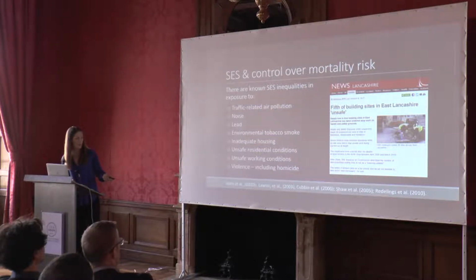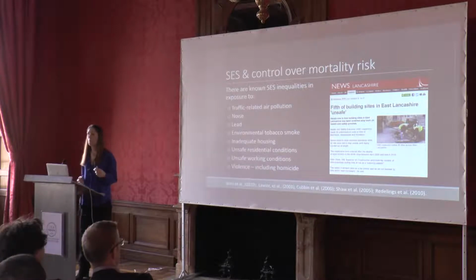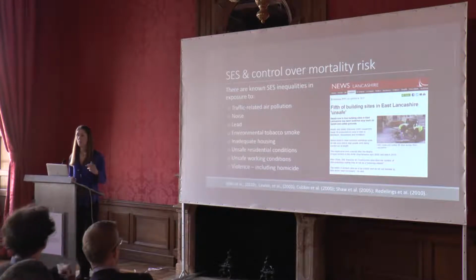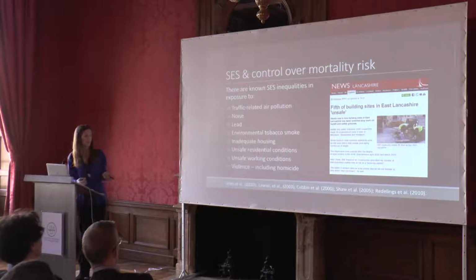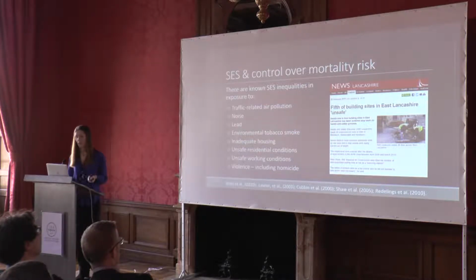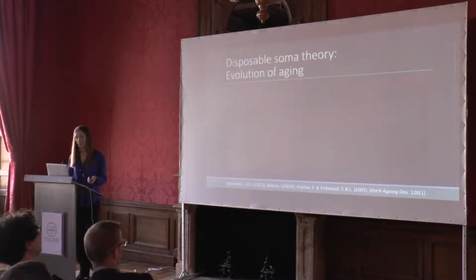There's a paper by Shaw and colleagues that showed that in the UK in the year 2000, people who were in the poorest 10% of society had five-fold the homicide risk of those in the top 10%. So that's quite a big difference in risk due to just one factor, which is homicide. And why would this be important, this lack of control over what might kill you?